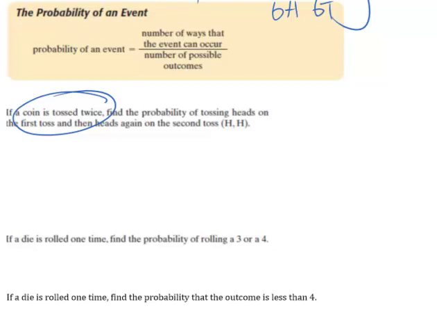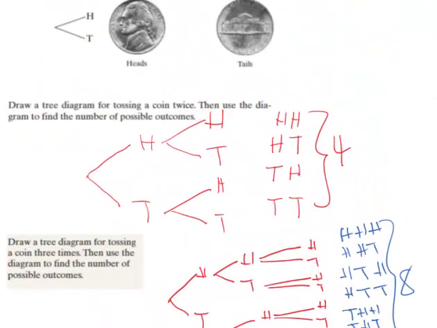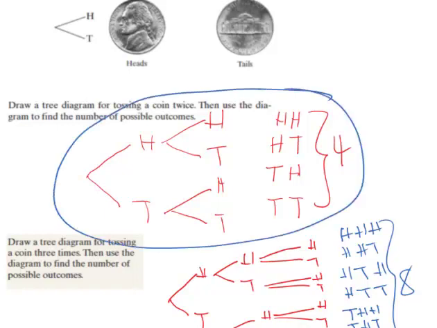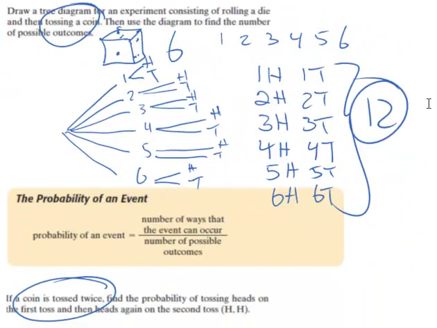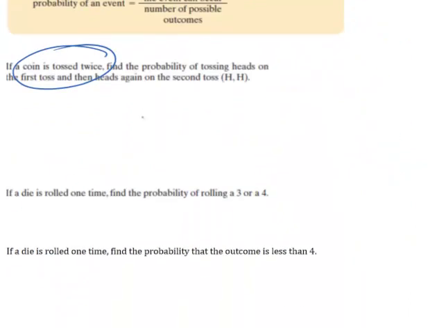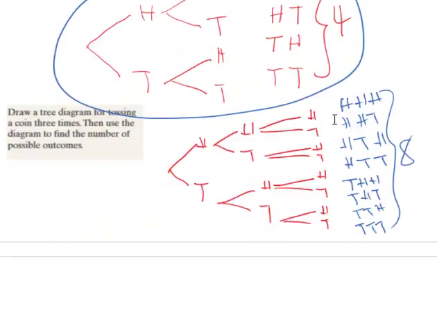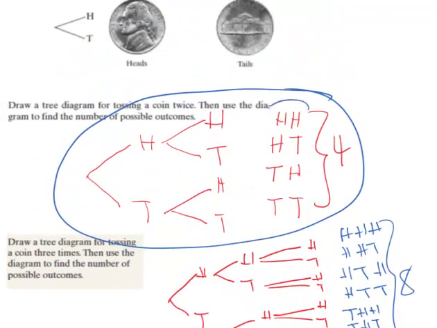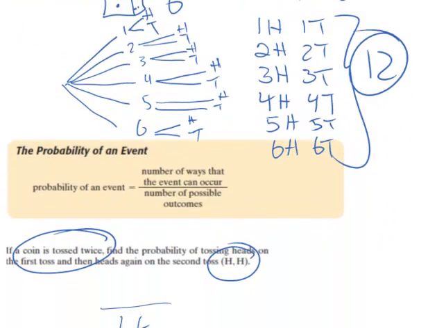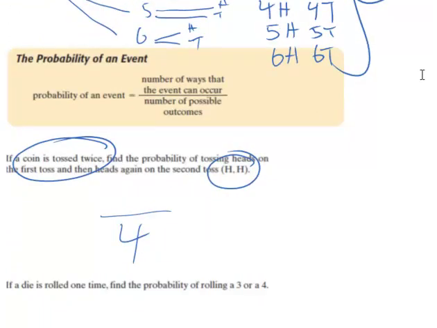Okay, well, if we scroll back to when we were doing this earlier, here we go. When we flipped a coin twice, these were our possibilities. So I know I have a total of 4 possibilities. So I'm going to come down over here. The number of possibilities I can get is 4. What I want to know is out of those 4, how many of them have heads and then another heads? So if I scroll back up, only one of them had a heads and a heads. So when I come back down here, I'm going to say my probability is 1 out of 4.